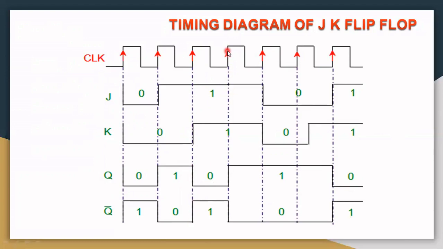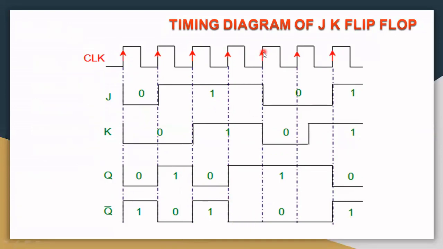And next clock, J is equal to high, K is equal to high. That means toggle again. Therefore, it comes to high state. This Q dash comes to low state.